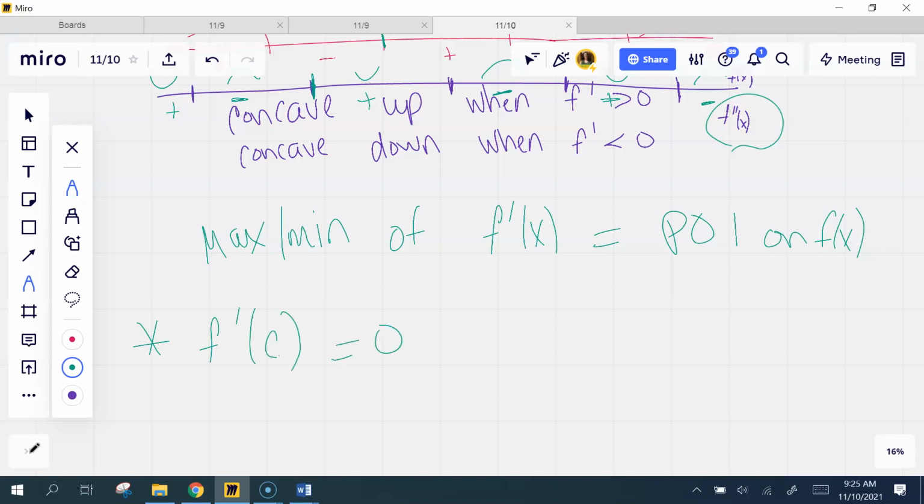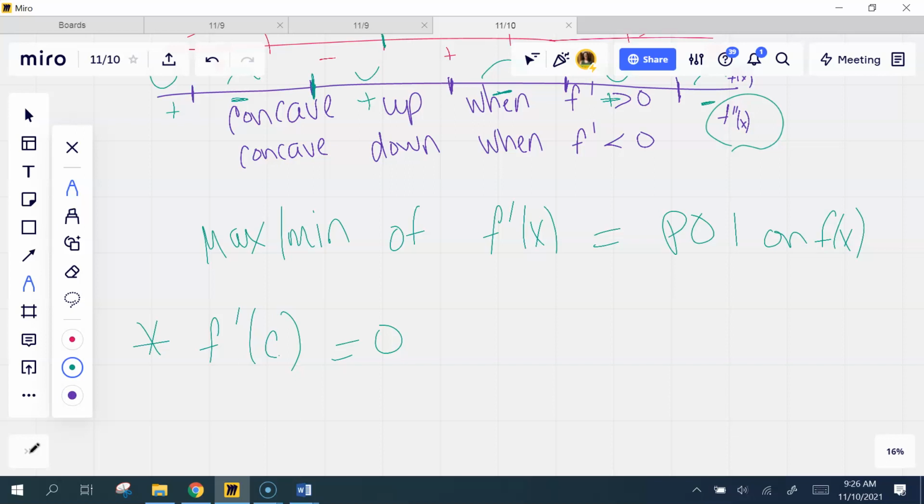All right, I'm gonna give you this little theorem here, and then we're gonna work several problems. If the derivative is 0, okay, the derivative is 0. So what am I looking at here? When the derivative is 0, you're looking at a max or a min on the original function. It's what we've been doing the whole time.